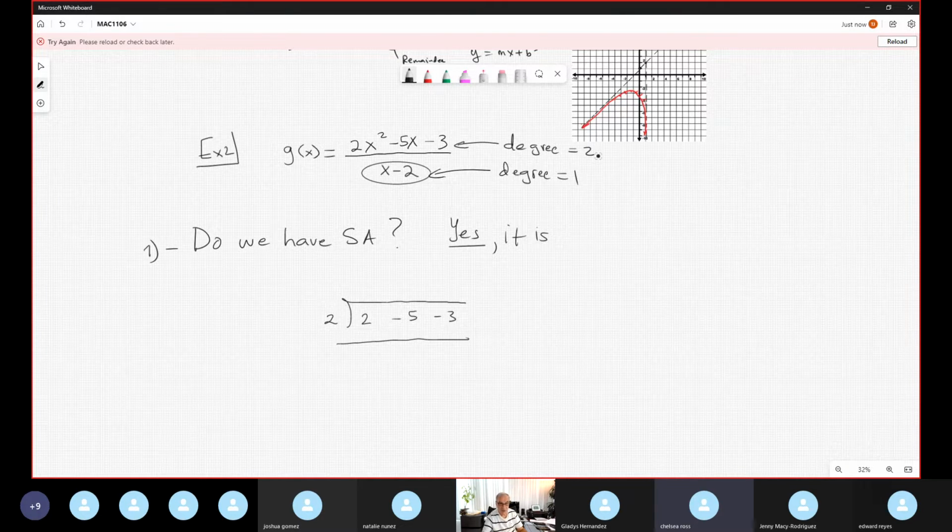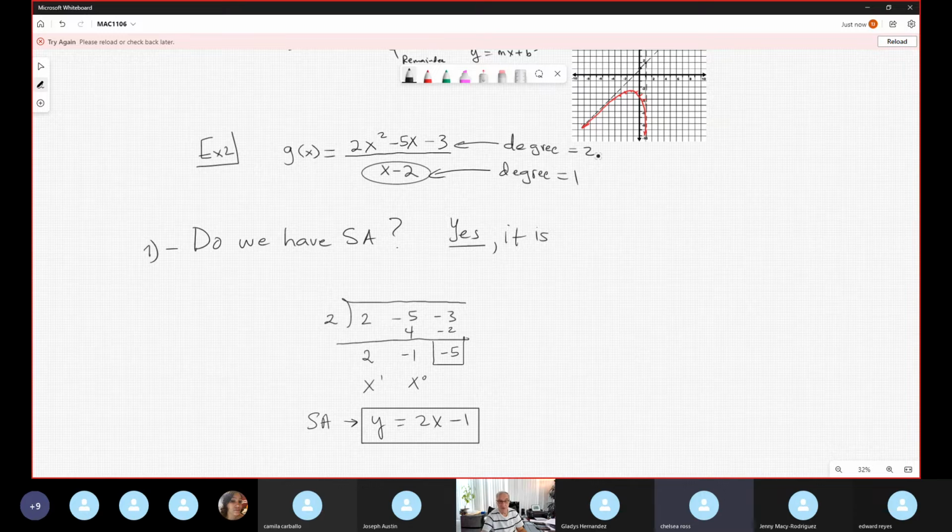And you bring down, then multiplication. 2 times 2 is 4, and -5 plus 4 is -1. And this is -2, and this is -5. I don't care too much about that part because this is the remainder. Important for me is the quotient. The quotient is 2x to the 1 and -1. Therefore, the slant asymptote equation is y equals 2x minus 1.